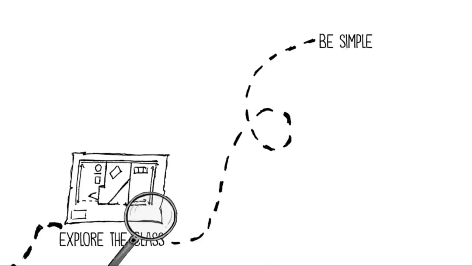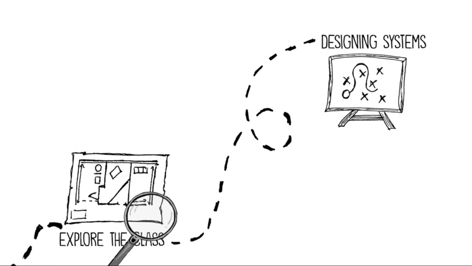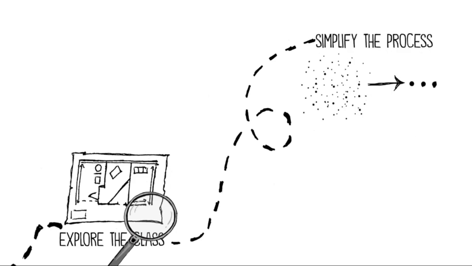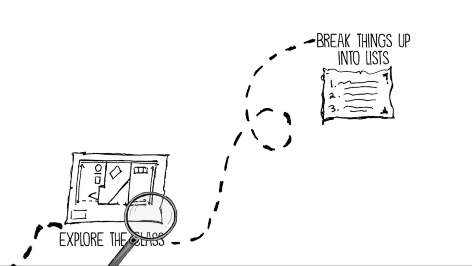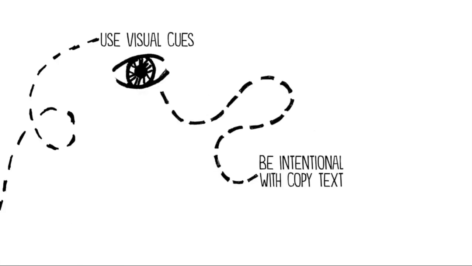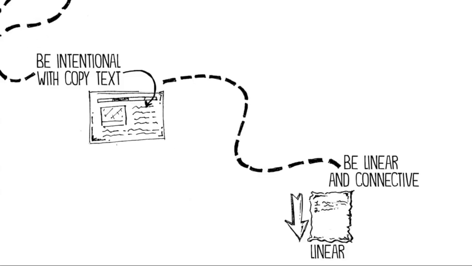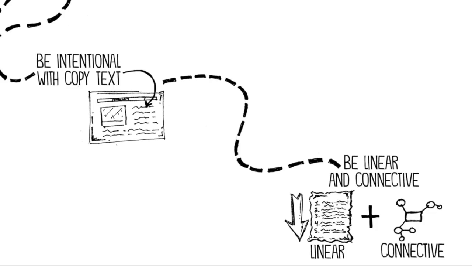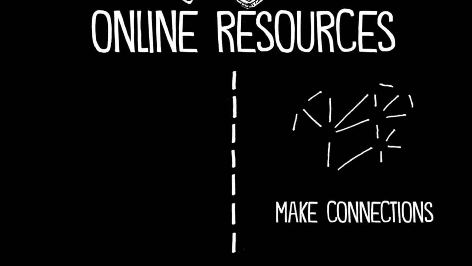Number 3, be simple. Whether you're creating materials or designing systems, think of ways to simplify the process so students can figure out things intuitively. Break things up into lists and use visual cues to guide them. Number 4, be intentional with copy text. Focus on clarity when you write directions. Number 5, be both linear and connective. When creating online courses, for example, make it flow logically, but use links that allow students to make connections between ideas and resources.